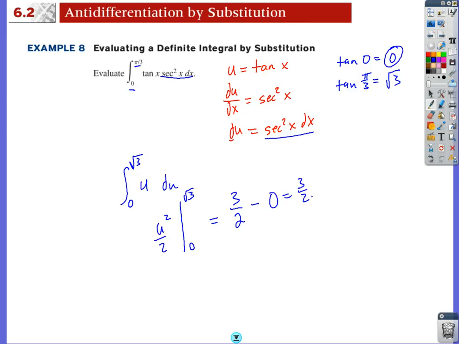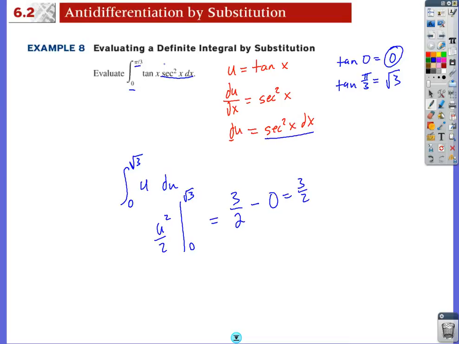Are you serious? This complex function right here, you found the area underneath the curve from 0 to pi over 3 for tangent x secant squared x. That's a complex function, and you found out that the area between the x-axis and the curve is 3 halves precisely. Mind-blowing. But that's how you do it.